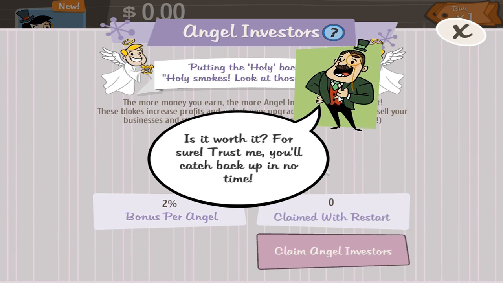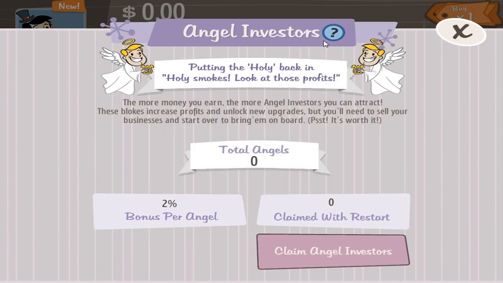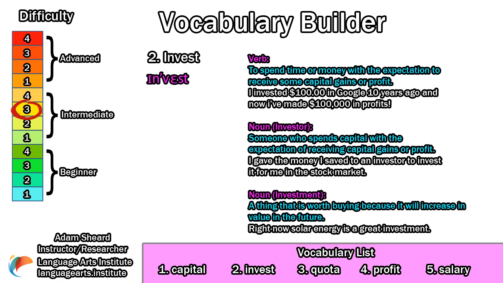So here we see angel investors. Well, what is invest? Well, as a verb, it means to spend time or money with the expectation to receive some capital gains or profit. So for example, I invested $100 in Google 10 years ago, and now I've made $100,000 in profits. As a noun, we also have an investor, which is someone who spends capital with the expectation of receiving capital gains or profit.